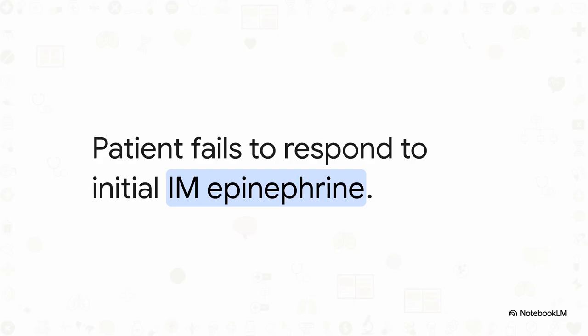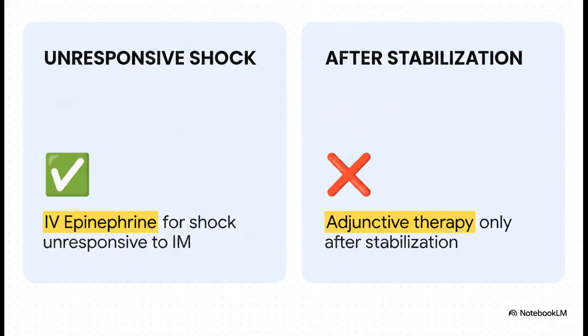Moving to Case 2. A patient with anaphylaxis fails to respond to their initial IM epinephrine. The best next step is immediately administering intravenous epinephrine. The crucial clue is the outright failure of that initial IM dose. That's your trigger, your decision point for escalating the administration route. The distractor here usually involves adjunctive therapies, things like antihistamines and glucocorticoids. But those are wrong right now. Those medications only become correct after hemodynamic stability and airway security are fully achieved.